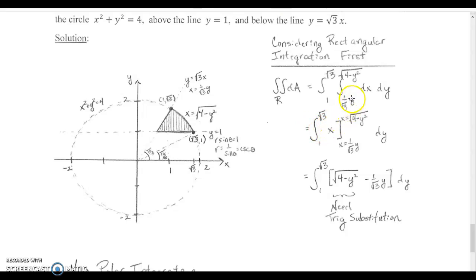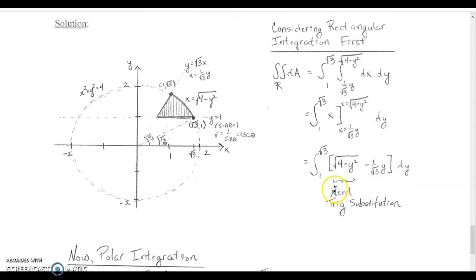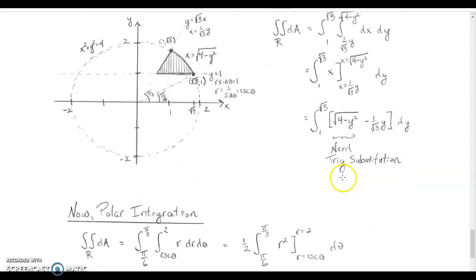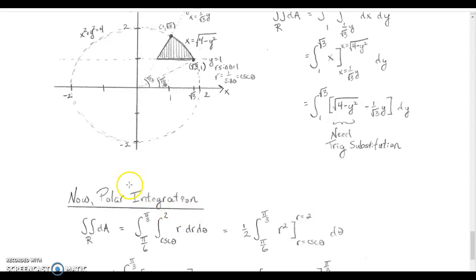Putting this together, if I integrate the first one with respect to x, I get x, evaluated from x equals 1 over square root of 3 times y to x equals square root of 4 minus y squared. I now see something where I would need to use trig substitution. I will do an example for you later of trig substitution, because I know you need to remember how to do that. But I'm going to stop here for now, because I would need trig substitution, and show you how much easier this is with polar integration, which is really the point of this example.